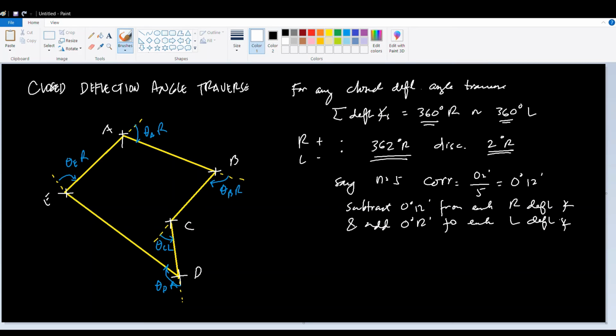So same thing if it is 360 degrees left. If the sum is more than 360 degrees left, then you have to divide the total discrepancy over all the deflection angles. Okay?